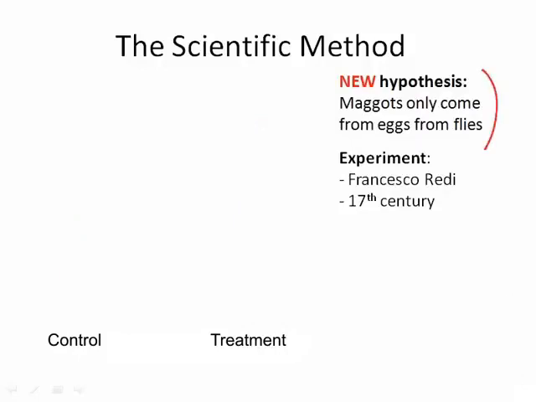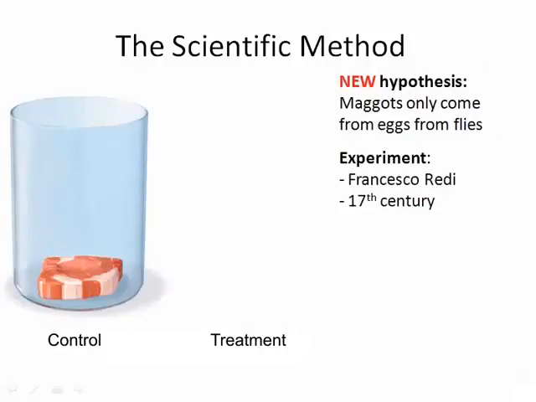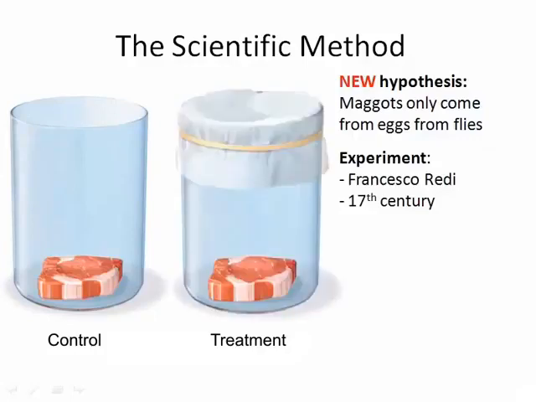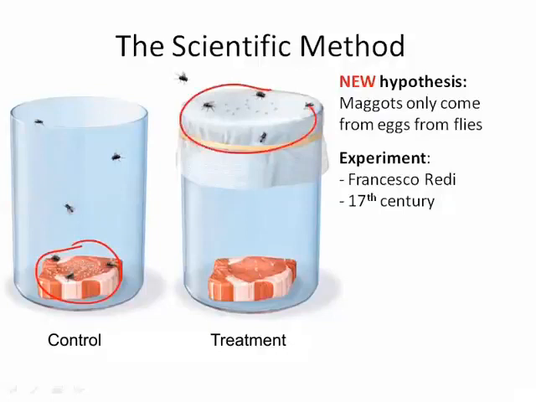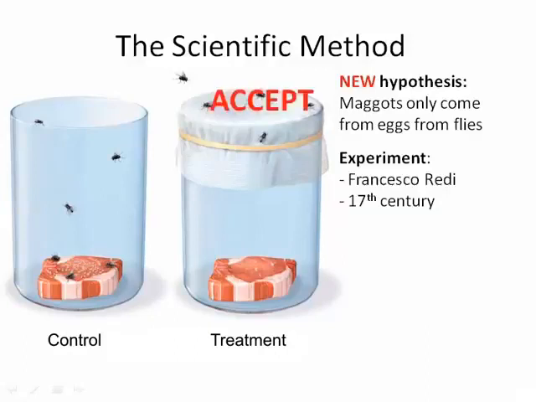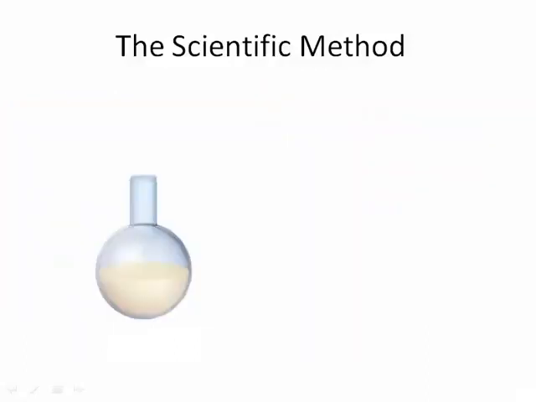Maggots only come from eggs from flies. He tested this hypothesis with another experiment involving an open jar and a jar covered with gauze. Once again, maggots appeared on the meat in the open jar, and in this case, maggots appeared on the gauze, both places where flies had landed and laid eggs. He accepted the hypothesis. After many similar experiments, most scientists rejected the hypothesis that larger living things could arise spontaneously.